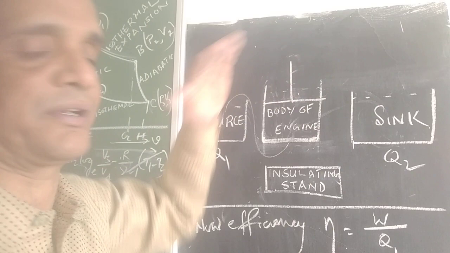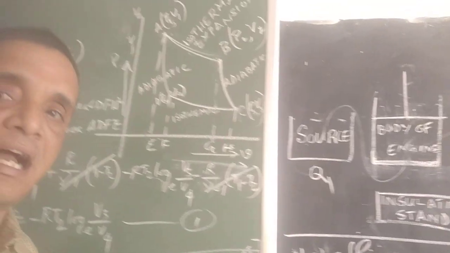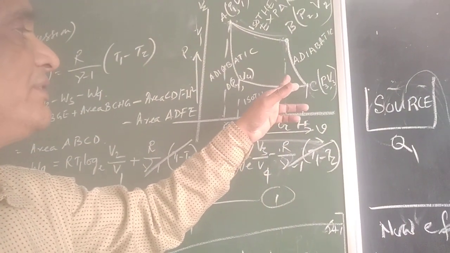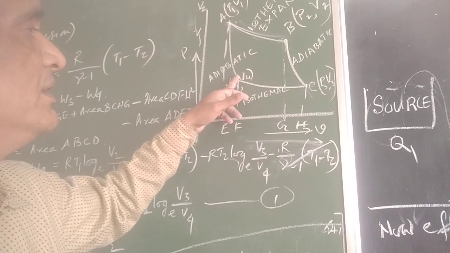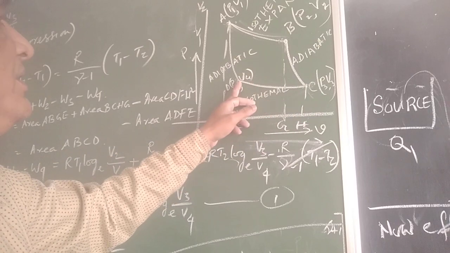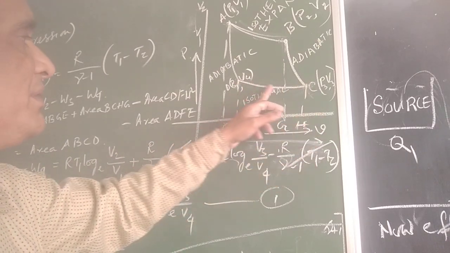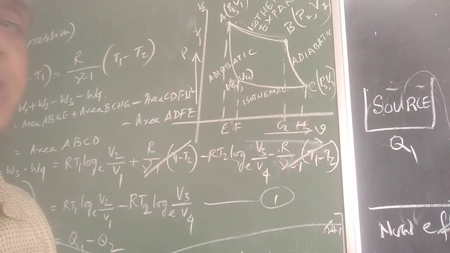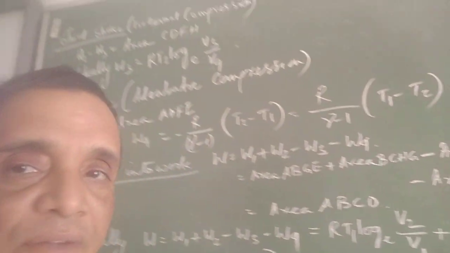So we can say it is a process of isothermal compression. And in the graph, the area of which one? The isothermal compression is CDFH. The area CDFH will give you the isothermal compression work done, W3, graphically.